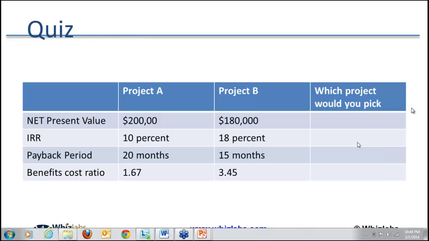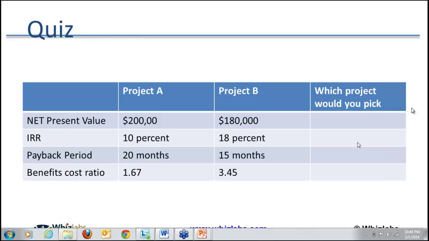Benefit cost ratio is the revenue minus the cost, so we go with project B, 3.45. Great. So this is this ratio basically. Okay, so it is not minus. A ratio is always something divided by something.